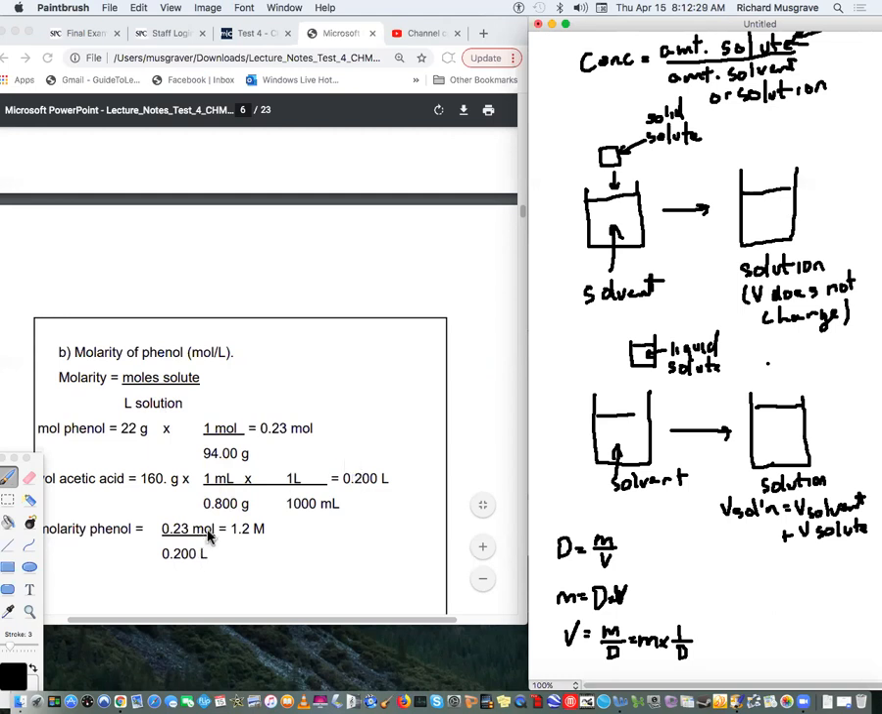After that, we get the molarity by dividing the two, the moles and the liters, and that gives us our molarity, which is in big M. Big M is also expressed as moles per liter.